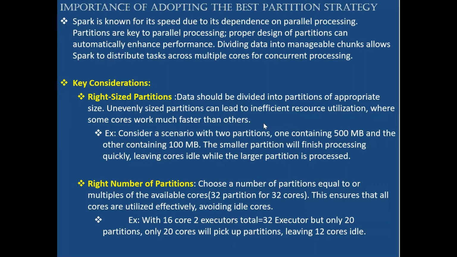Right number of partitions. Choose the number of partitions equal to or multiples of the available cores. For example, 32 partitions for 32 cores.